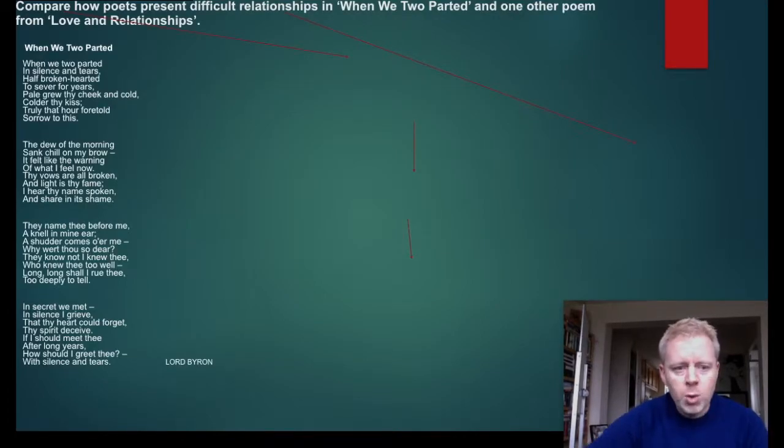Okay, so what does the question look like? Well, the question I'm going to focus on is this one. Compare how poets present difficult relationships in When We Two Parted and one other poem from Love and Relationships. That's a standard question format. I've put the poem on the screen there. It's small type, but you don't need to see it now.